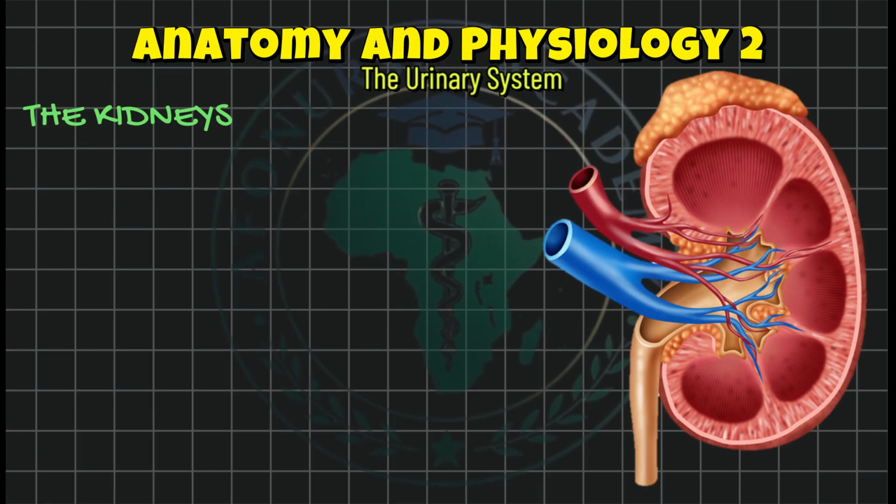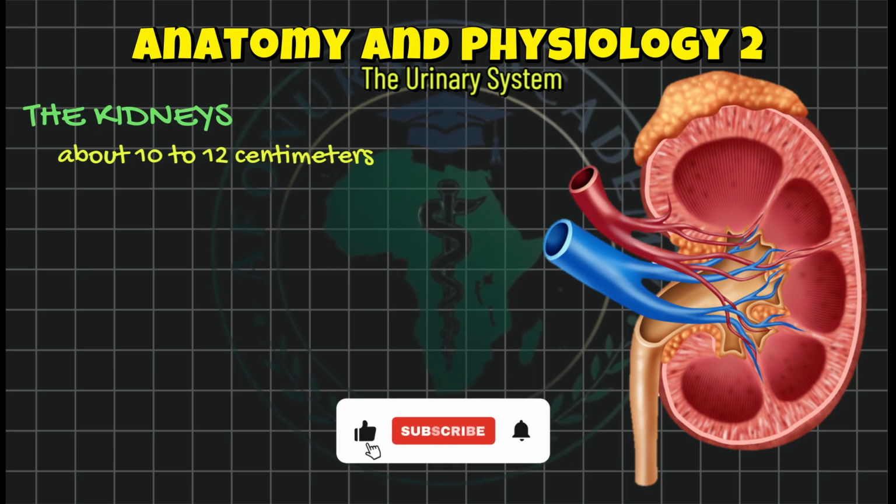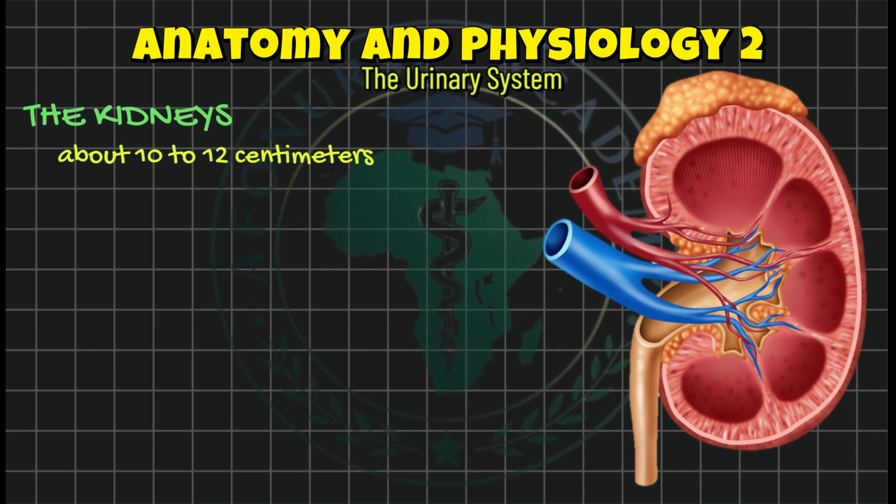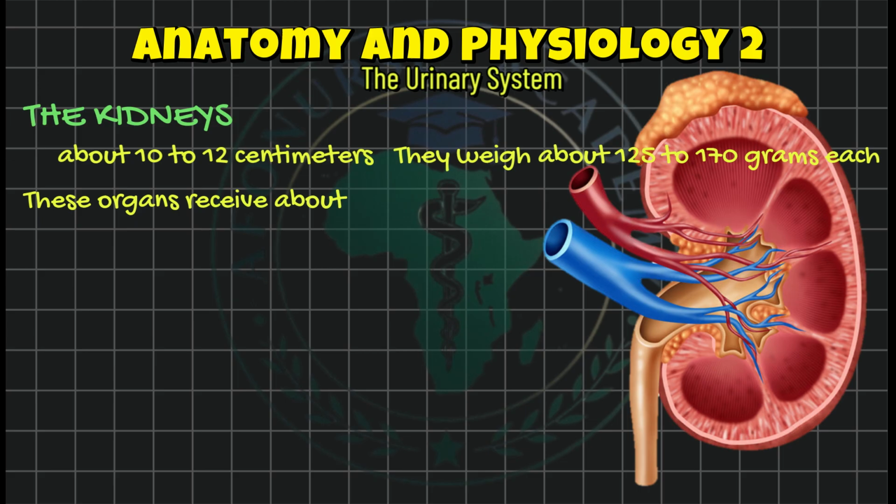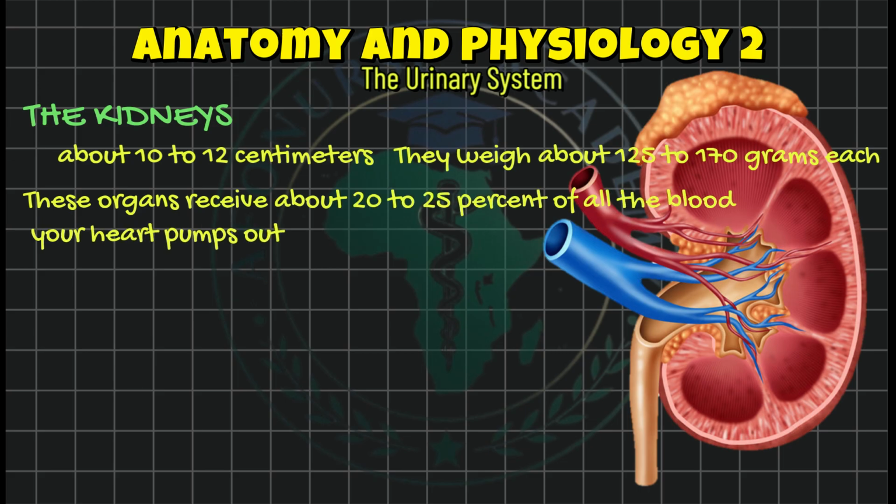kidneys, because these are the real superstars of the urinary system. Each kidney is roughly the size of your fist, about 10 to 12 centimeters long, and shaped like a kidney bean, which is where that bean got its name from, not the other way around. They weigh about 125 to 170 grams each, which isn't very heavy, but don't let their small size fool you. These organs receive about 20 to 25% of all the blood your heart pumps out. Think about that for a second. Your kidneys make up less than 1% of your body weight, but they get a quarter of your blood supply.